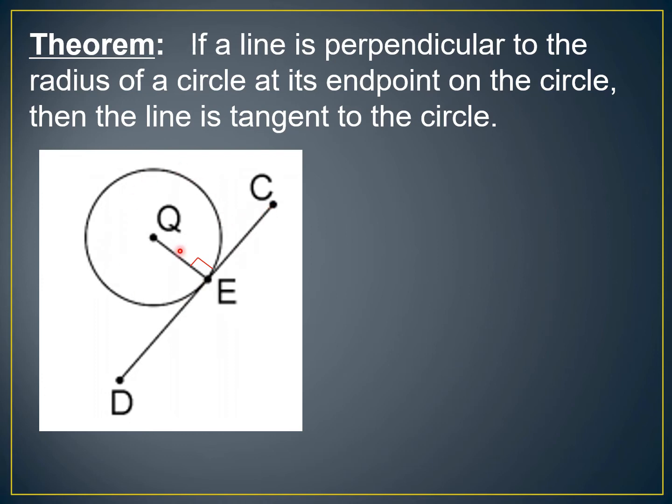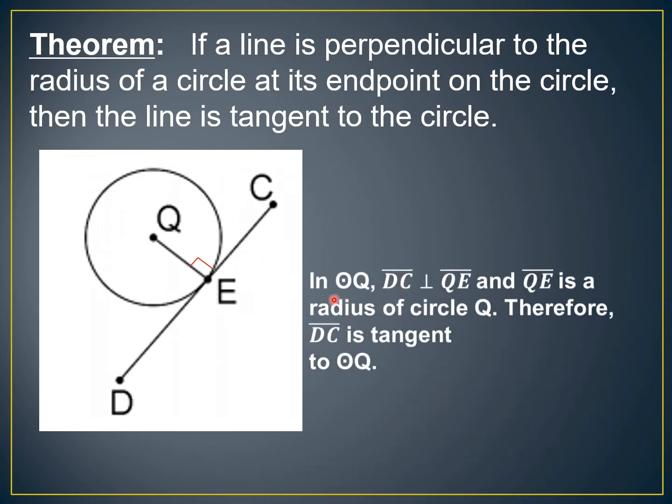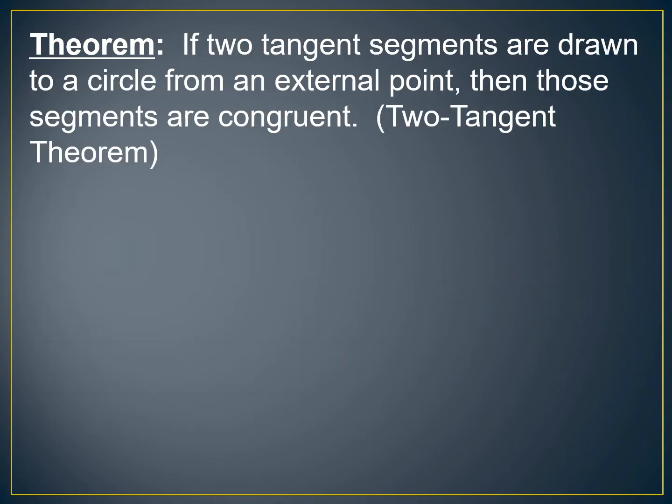Or in other ways, so sabi dito, in circle Q, DC is perpendicular to QE. Ayan, dahil dito sa symbol na to. And since QE is a radius of circle Q, ang conclusion natin, this line DC is tangent to circle Q. Let's have another theorem.